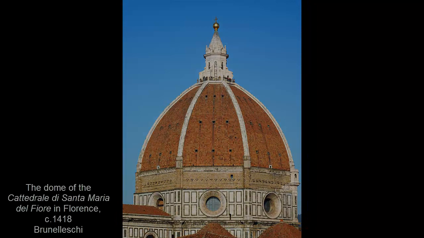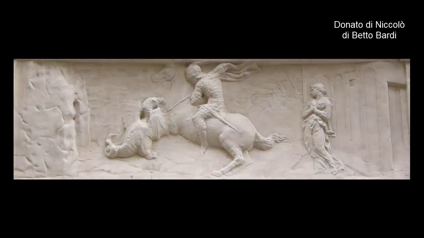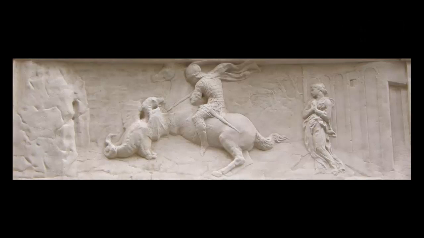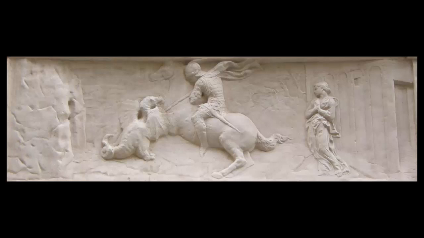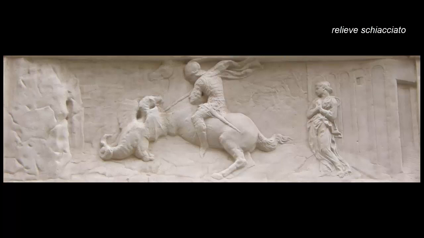Donatello, or Donato di Niccolo di Betto Bardi, was lifelong friends with Brunelleschi. His works became the first artworks to use linear perspective, as seen in his marble St. George and the Dragon from around 1416. He used perspective and pioneered relief schiacciato, a new style of shallow carving to create atmospheric effect.